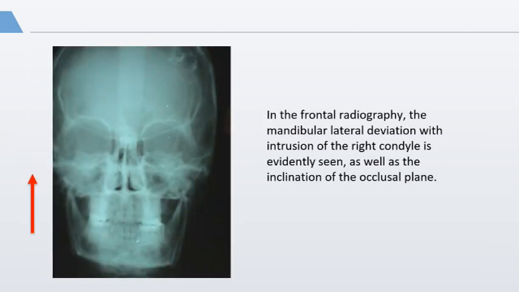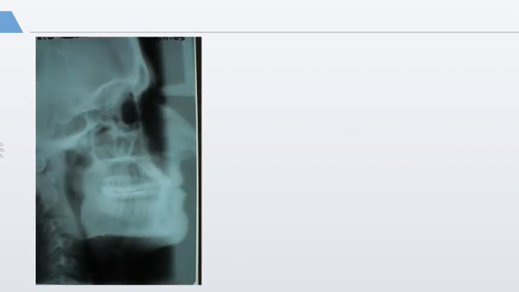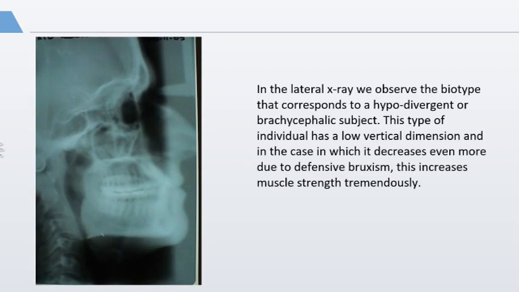In the frontal radiograph, the lateral mandibular deviation with the intrusion of the right condyle is evidently seen, as well as the inclination of the occlusal plane. In the lateral X-ray, we observe the biotype that corresponds to a hypodivergent or brachycephalic subject. This type of individual has a low vertical dimension, and in the case in which it decreases even more due to defensive bruxism, this increases muscle strength tremendously.